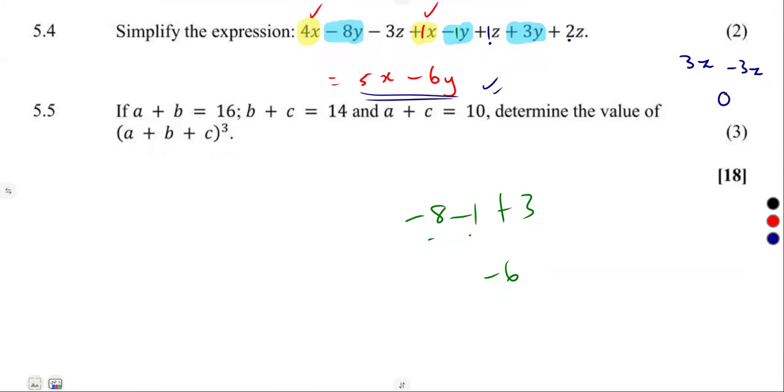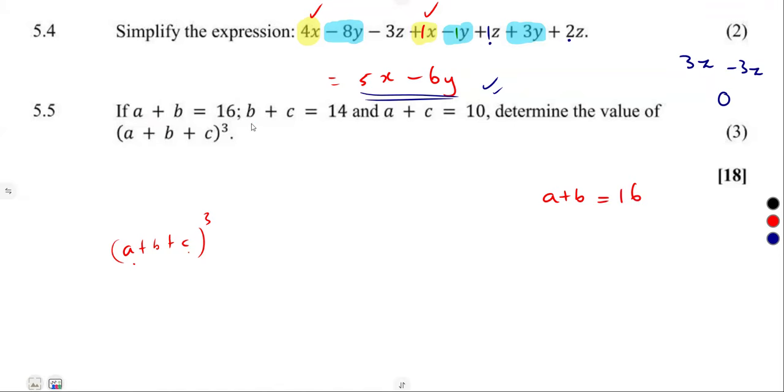Then considering 5.5, you are given these statements actually. A plus B is equal to 16, B plus C is 14, A plus C is 10. Determine the value of this, all right? A plus B plus C to the exponent of 3. How can we obtain A plus B plus C? Simply add them. This is A plus B, the first one. A plus B gives us 16.